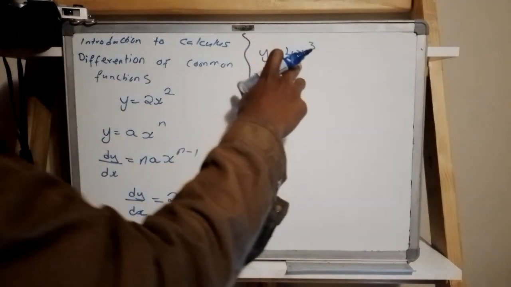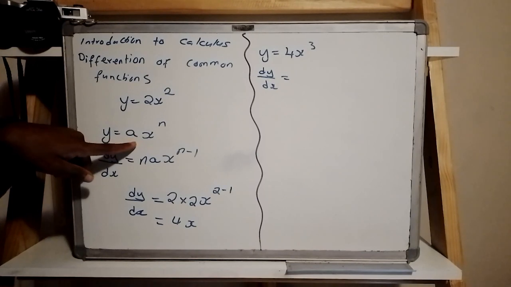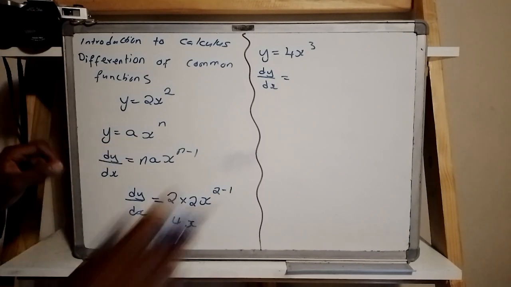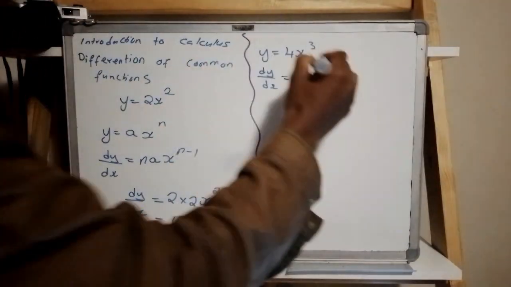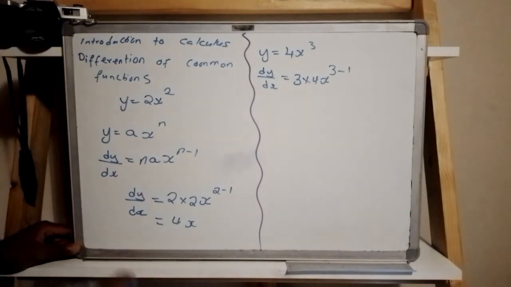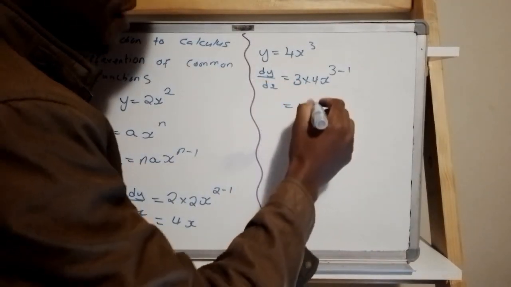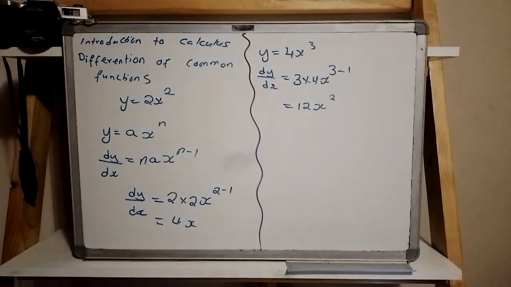Now, when I differentiate this, coming back to this rule, I can say, okay, it means 3 will multiply 4. I'll have 3 multiplied by 4, then x to the power 3 subtract 1. This will give me 12x to the power 2. As simple as that, guys. Now, let's move to the next principle.